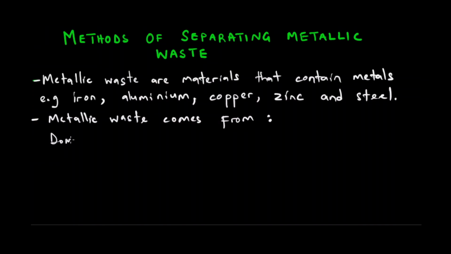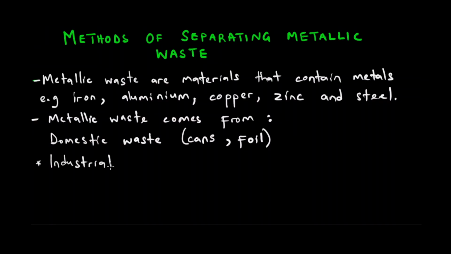domestic waste. We open our tin of beans, then throw away the tin. That is domestic metallic waste. For example, cans or foil. The other place where we have metallic waste coming from is industrial, and I think this is actually major. Industrial waste. And from industrial waste we are talking about scrap yards.